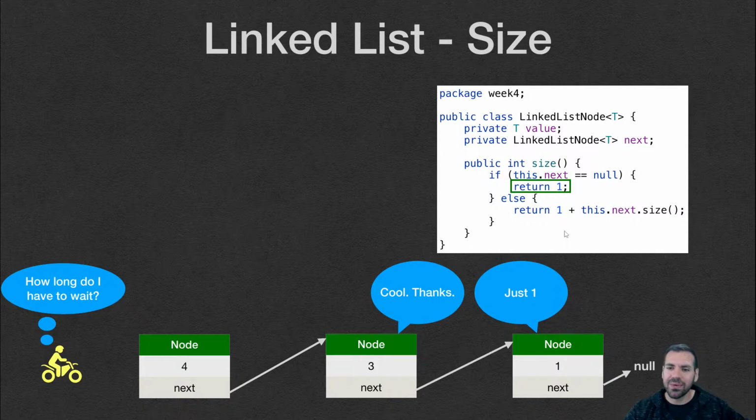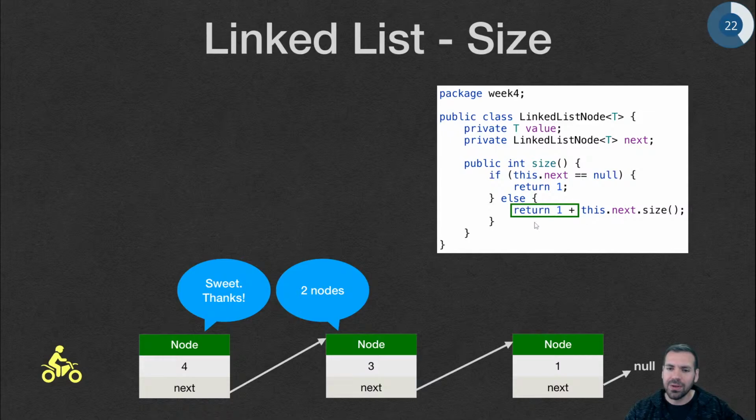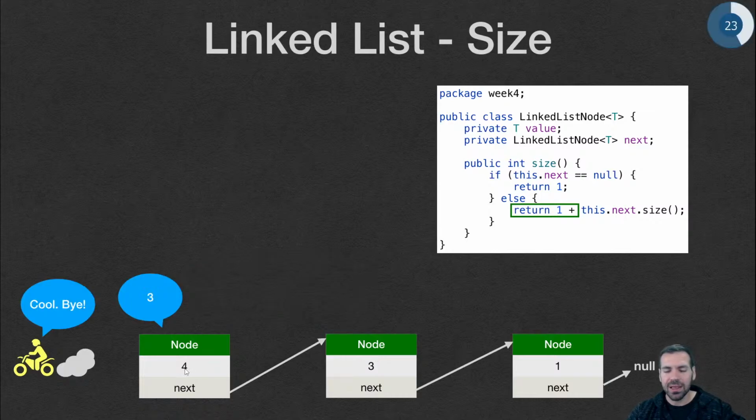This node gets that return value, bumps it up by 1, and says, okay, I'm 2. So this node says, okay, if the size of my next node, assuming it's the head of a list, is 2, then I must be a list of size 3. So it's going to return its answer of 3. The original caller gets its answer of 3 after all these recursive calls resolve, and it does whatever it's going to do with that information.